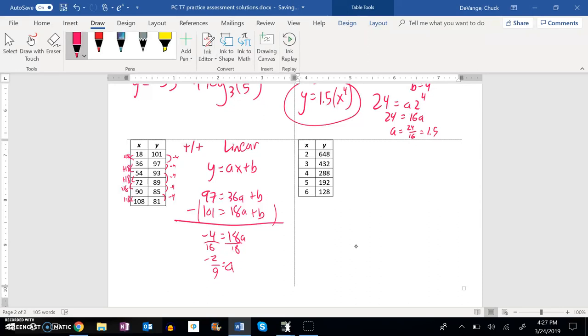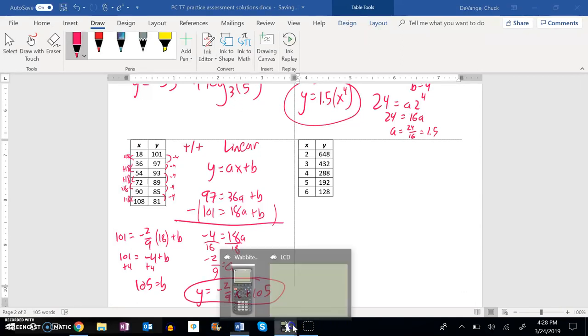So since that is true, I can plug it in for a, negative 2/9. And let's grab one of these points. Let me grab this one. 101, x is 18. So negative 2/9 times 18 is negative 4. So add 4 to both sides. b is 105. So my equation should be y equals negative 2/9 x plus 105. I feel good about that.